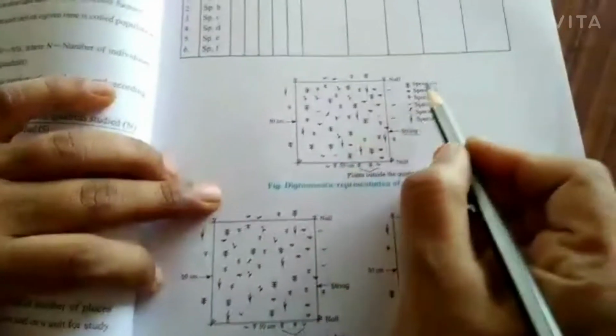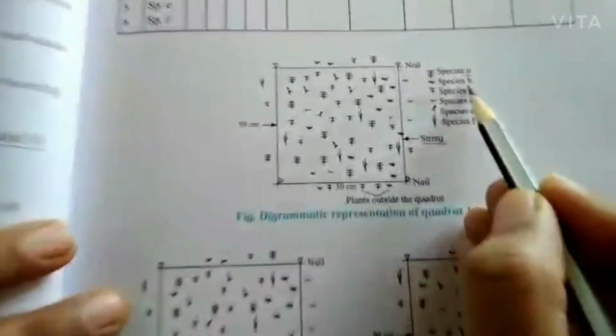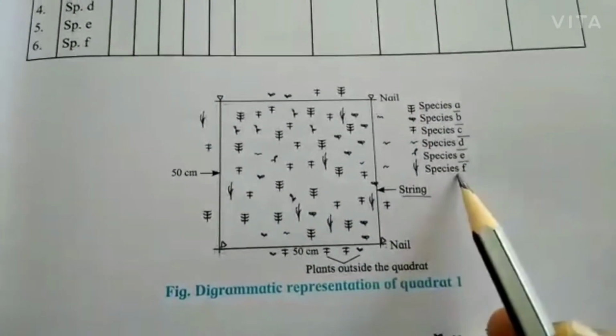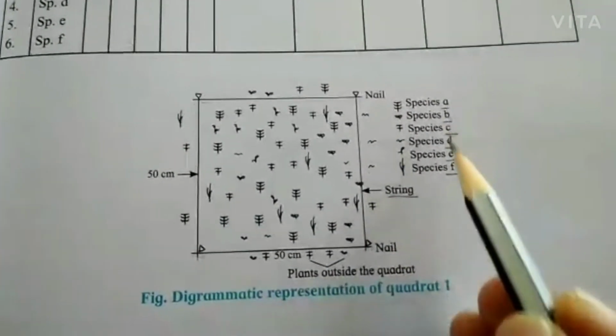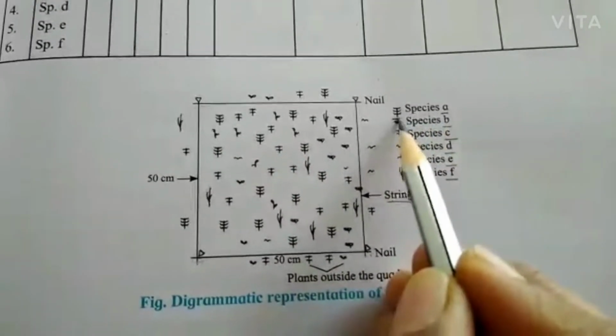In each land we will have different types of plants. We may not know the names, so we will use the alphabet small a, small b, small c, small d, small e and small f. Okay, so these are the different species of plants. What is a? See this diagram. You can see the diagram.